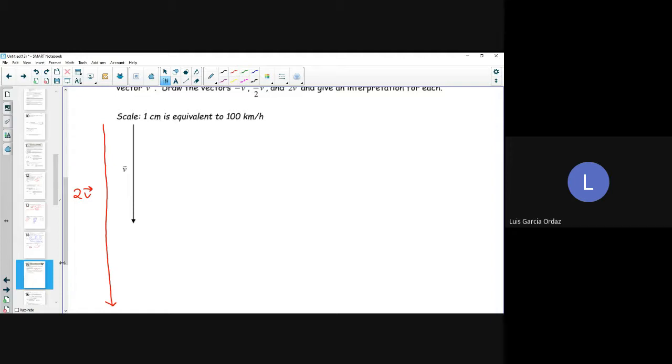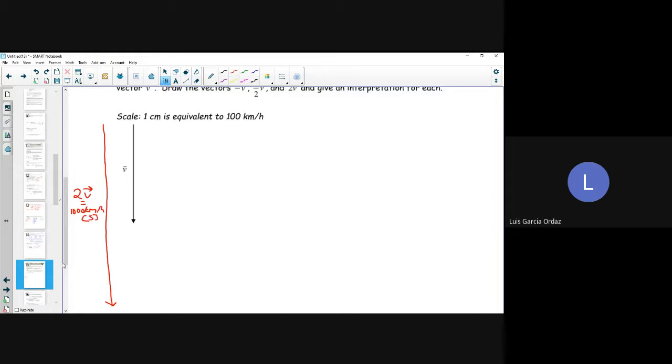1,000 kilometers, and what direction is it going towards? Is it still going south or is it switching directions? So it's still going south. So this is equal to 1,000 kilometers per hour due south.